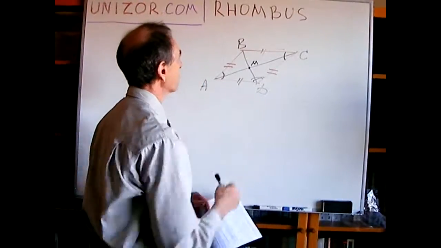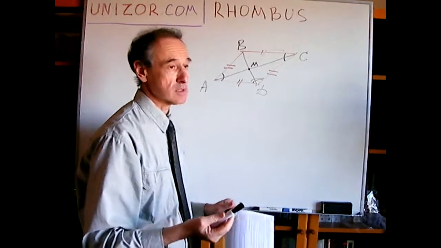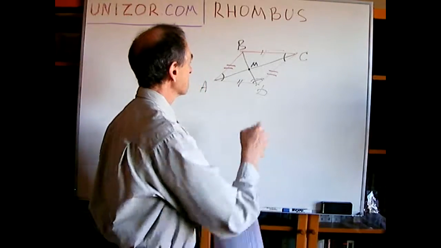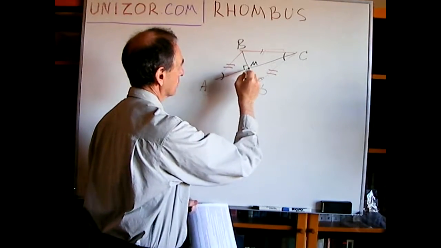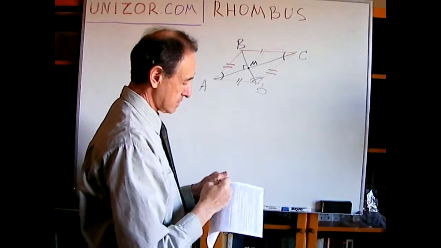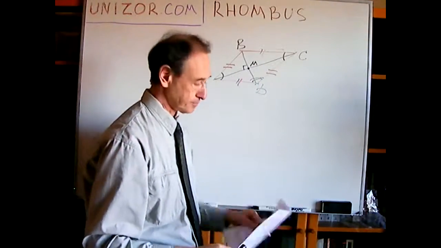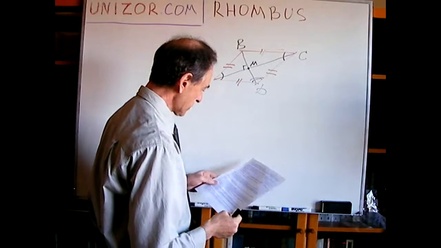Now, in this case, we are interested in the fact that this is an altitude, so this is a right angle. And that's exactly what's necessary to prove that diagonals are perpendicular to each other. Okay, that's the first theorem.